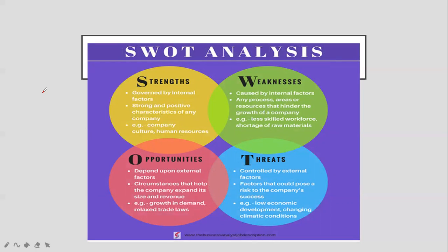Next is opportunities. Depend upon external factors. So magdepende na siya sa external factors. Opportunities and threats are all external factors. So meaning, dili na nimo makontrol because they are external. Circumstances that help the company expand its size and revenue are called opportunities. Like for example, growth in demand. So nitaas ang demand sa imong product. Relaxed trade laws. Like for example, nagkaroon ta og relaxed nga trade laws.